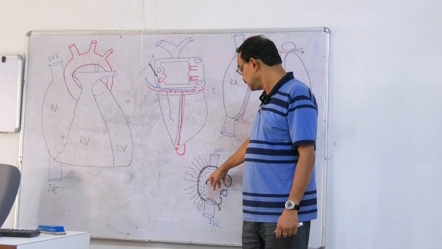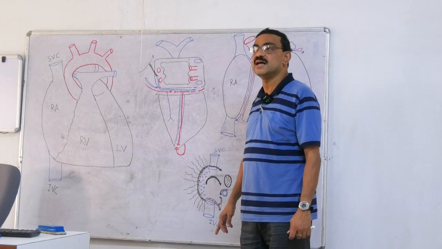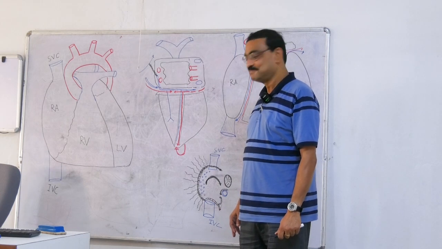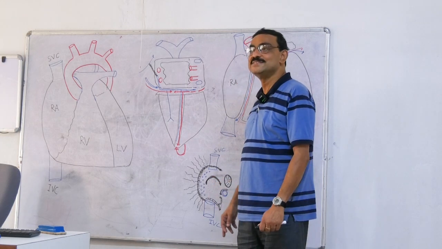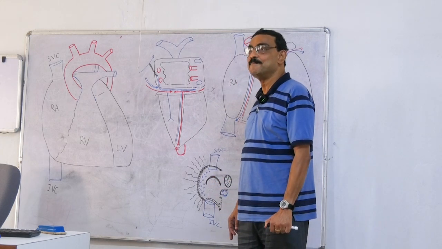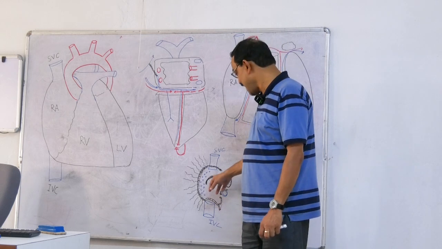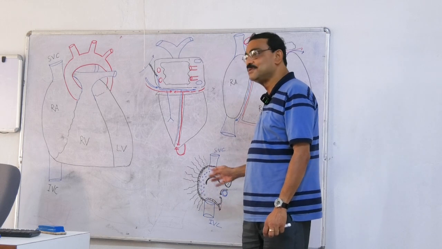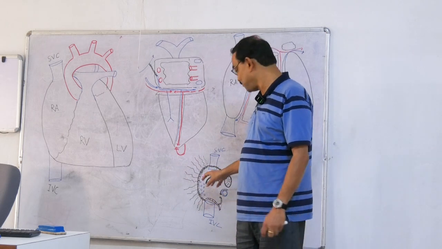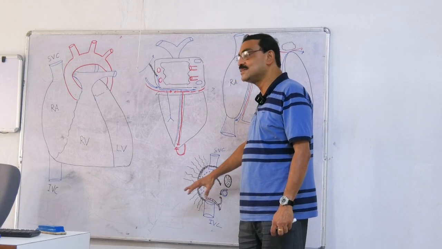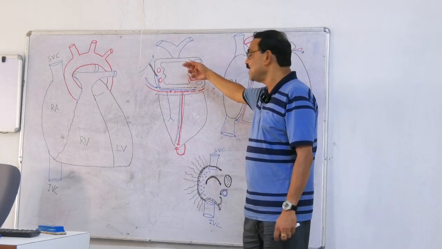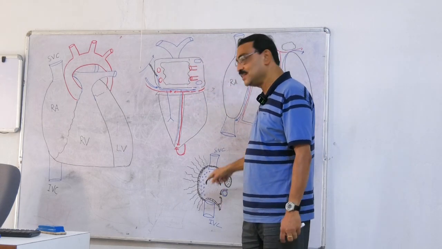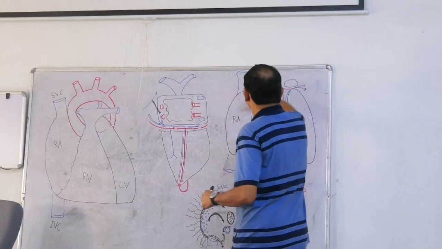Just remember, this limbus fossa ovalis is nothing but the remnant of the septum secundum. And this fossa ovalis is a part of the septum primum. There was a communication in the embryonic period from right to left through an opening, which is called the foramen ovale, from the right atrium to the left atrium.